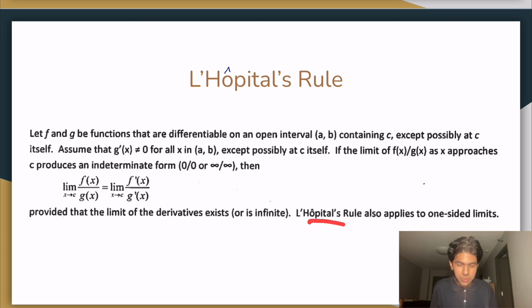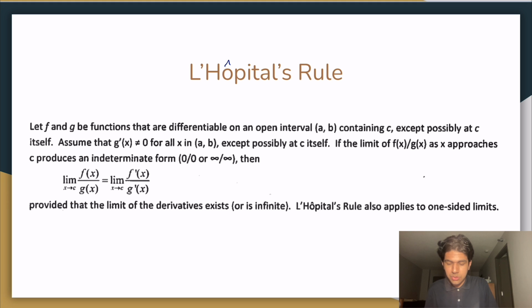A good thing to note is L'Hopital's rule also applies to one-sided limits, and you can keep on using L'Hopital's rule. What I mean by that is if this limit approaches 0 over 0, and you use L'Hopital's rule to get this, and again you get 0 over 0 or infinity over infinity, you can use L'Hopital's rule again on that to get a new limit.